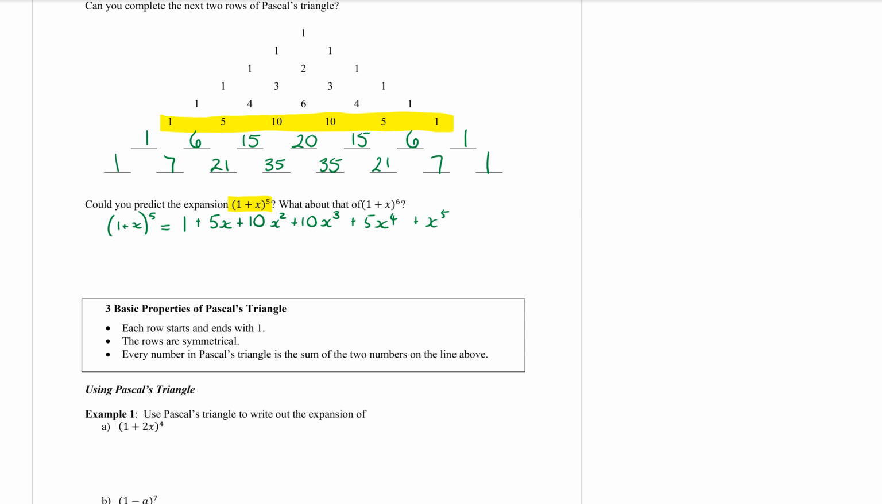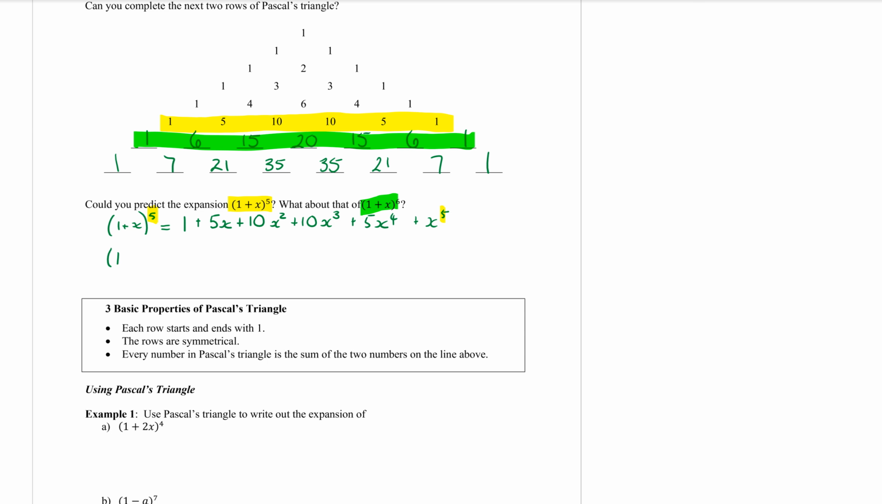Now, we do know that because this was a power of 5, my last one should also be a power of 5, and it is. It's a bit of a check. Okay, let's go again. Let's see if we can expand out 1 plus x to the power of 6, which means I want this 7th row here, the one that has the 6 in the second position. And let's practice expanding that out.